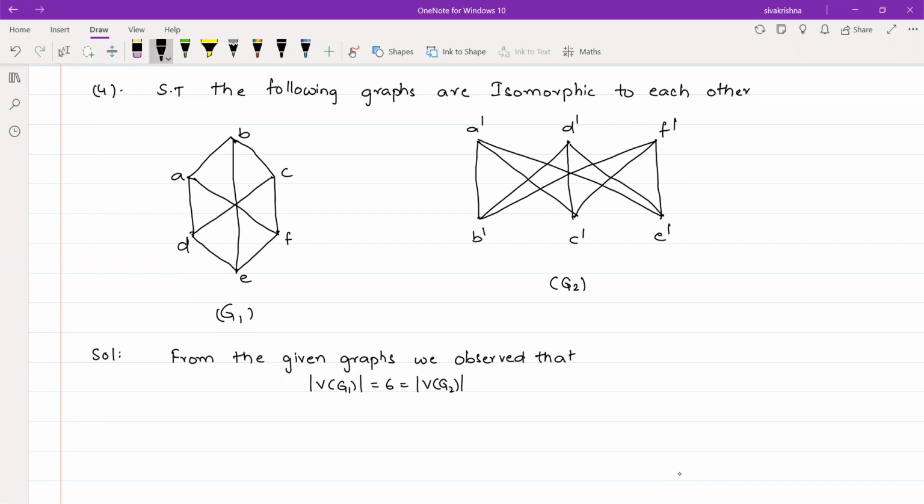From A to B we are having an edge, so treat that as 1. From B to C, that is second one. From C to F, that is third one. From F to E, that is fourth one. From E to D, that is fifth one. And from D to A, that is sixth one. Also we are having 3 more edges inside the graph.